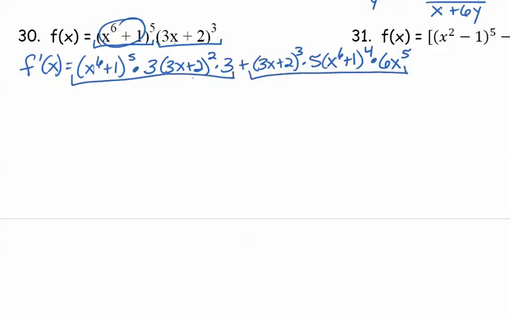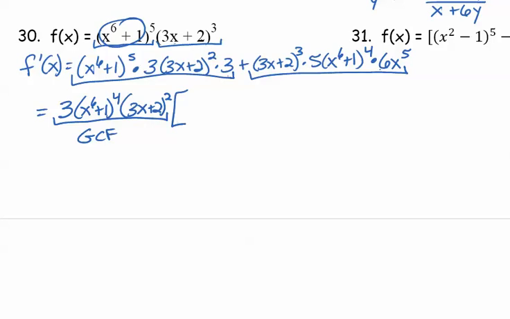Okay, so this is really a binomial right now, so let's inspect the two parts here and notice that the GCF, they both have a 3 in common. They both have an x to the 6 plus 1 to the 4th power in common. And both terms have a 3x plus 2 to the 2nd power. So this is our GCF that comes out in front.